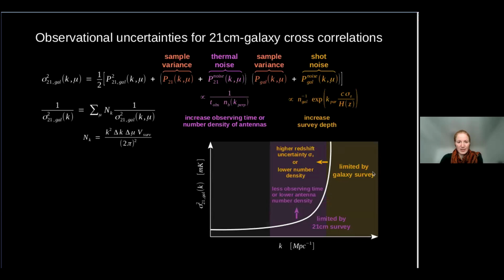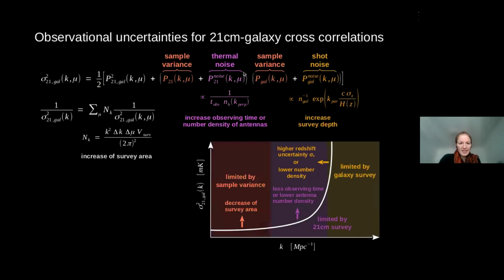This was mostly limiting the small scales, or large k modes. The thermal noise from the radio interferometer increases with increasing k. To lower this, which mostly affects the intermediate k modes, you can increase the observing time or the number density of your antennas. And finally, the sample variance dominates the uncertainties in your low k modes, or your large scales. You can reduce this by increasing the survey area, so the field of view.